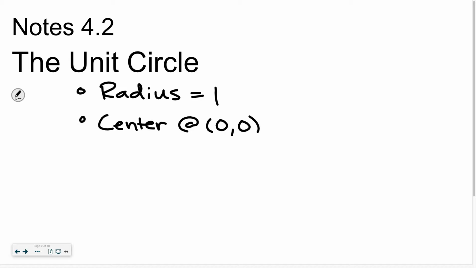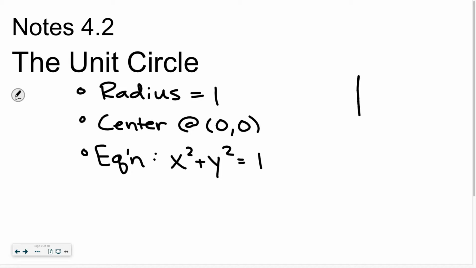Which means that the equation for a unit circle is simply x squared plus y squared equals r squared. R is 1, and 1 squared is 1. So x squared plus y squared equals 1. And I'll draw myself a little picture of a unit circle. As you go all the way around, any point on the unit circle is going to have that radius of 1.